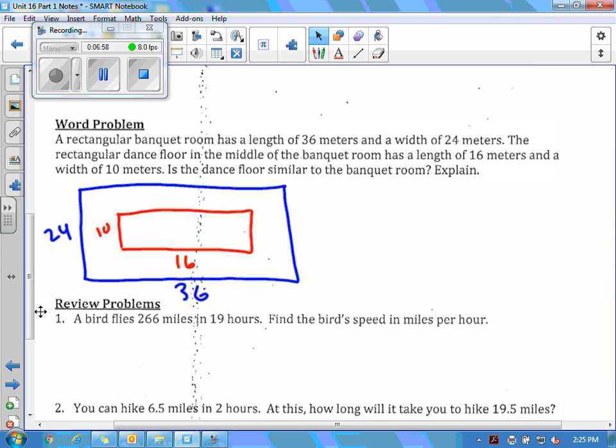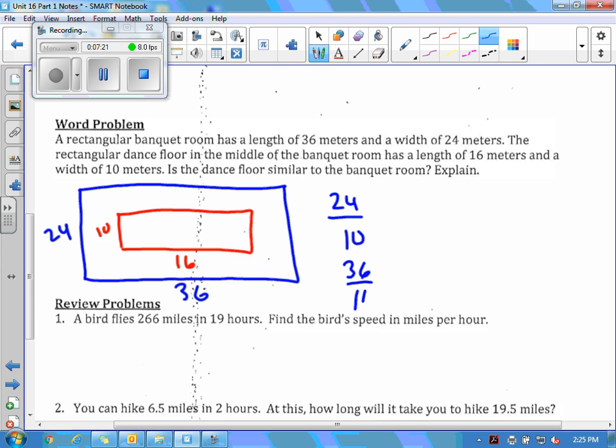So what we want to do is see if the ratios of the sides are the same. So I can start by doing 24, which is the banquet room, over 10. Okay, so that's the width of the banquet room over the width of the dance floor. And then I can also do the length of the banquet room, which is 36, over the length of the dance floor, which is 16.